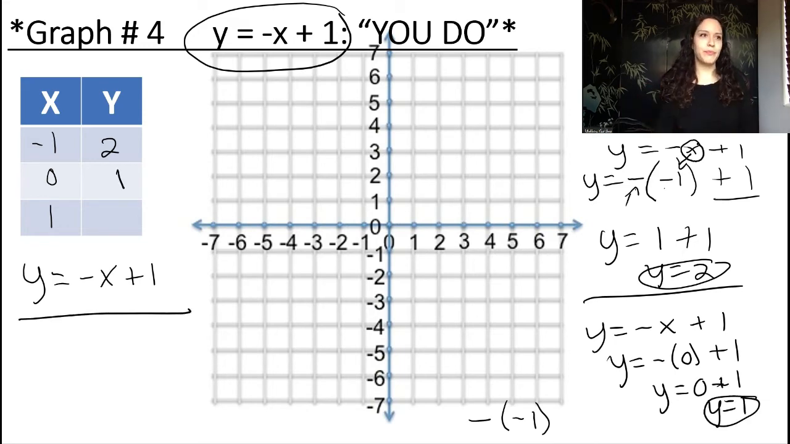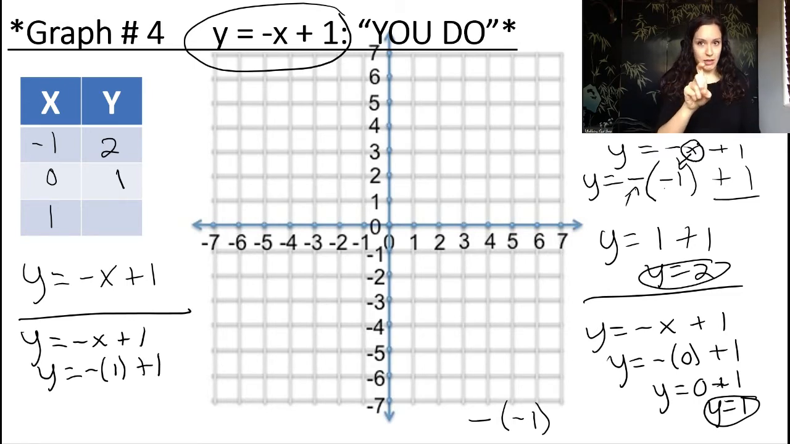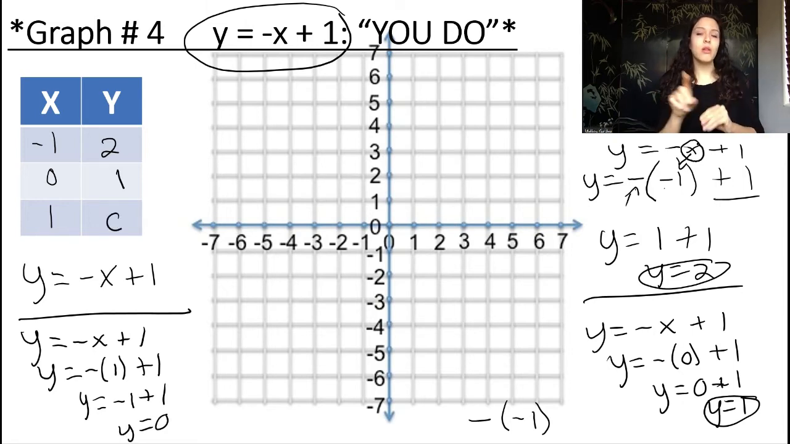Okay, next one. Y equals -x plus 1. Y equals negative, I'm going to plug in 1 for x, plus 1. Remember, the negative's on the outside. So y equals -1 plus 1. So y equals 0. And that's okay. That can happen.